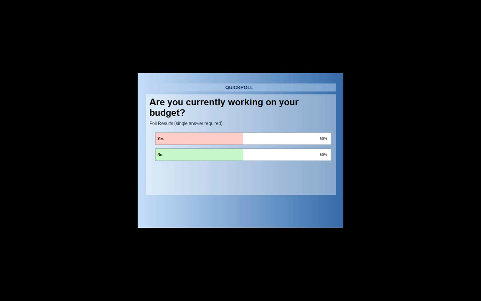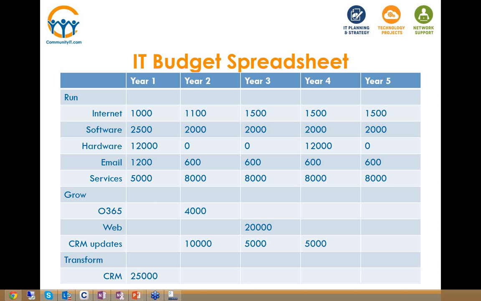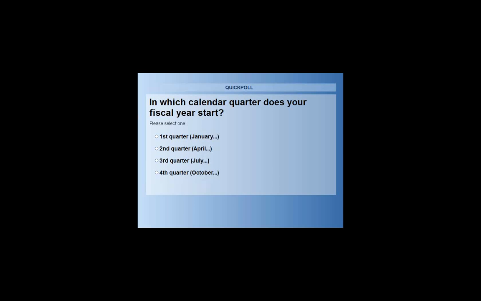and I think maybe the next poll will kind of go along with that first one. So just curious, in what calendar quarter does your budget year start? So are you aligned with the calendar year? Does your fiscal year start in July? Are you on the federal calendar? Do you have an academic calendar year?